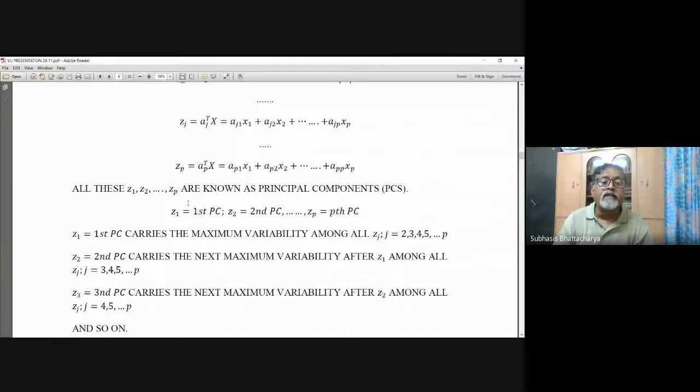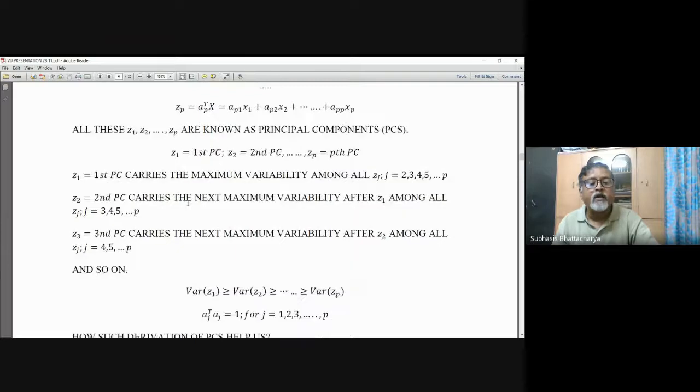Then Z2, the second principal component, carries the next maximum variability after Z1, where j varies over 3, 4, 5, up to p. That means without considering Z1, Z2 is the next principal component which carries the maximum variability among the variables 3, 4, 5, up to p. Similarly for 3, and so on, we can construct.